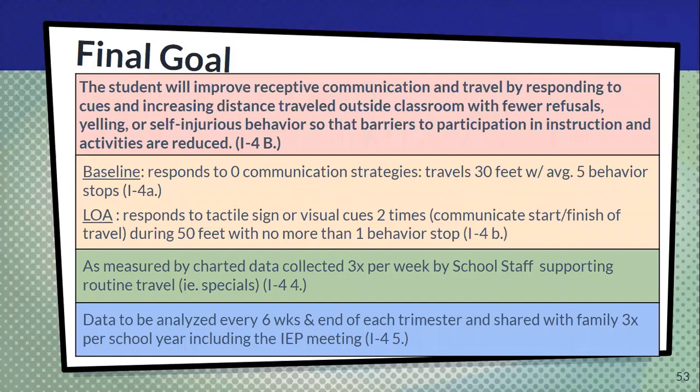This is how our final goal looked. It had a goal statement that was clear and stated how the growth would positively affect the student's academic performance. The baseline is quantified and it matches the skills in the goal. The level of attainment is also quantified, is clear, and uses the same measure as the baseline.